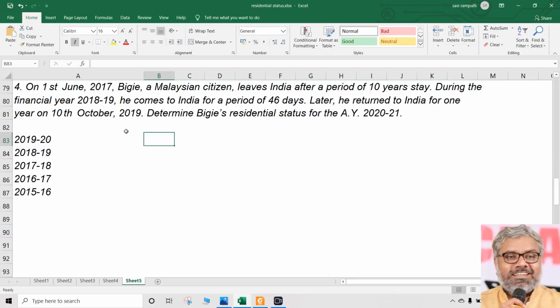2019-20, first of all, how many days this BG has stayed in India? Some of you would have definitely done this mistake by reading this word. He returned to India for 1 year.